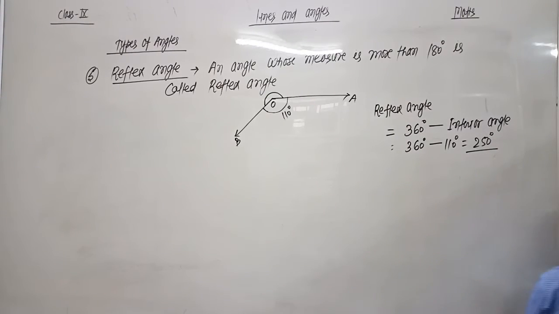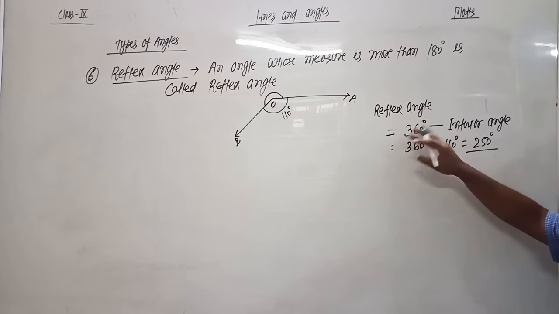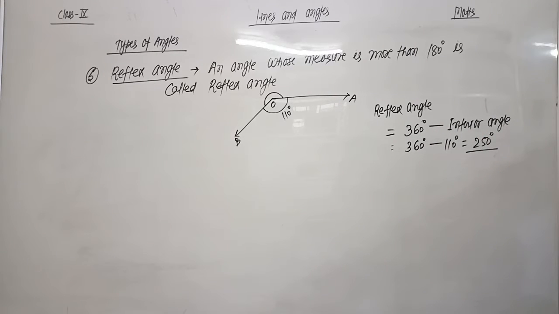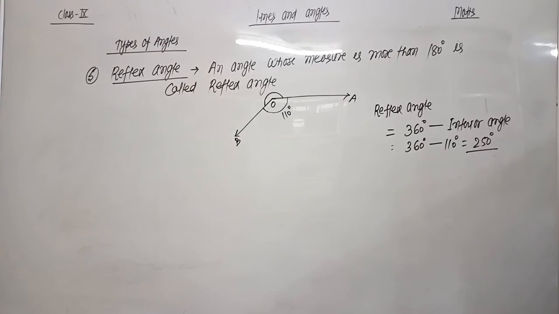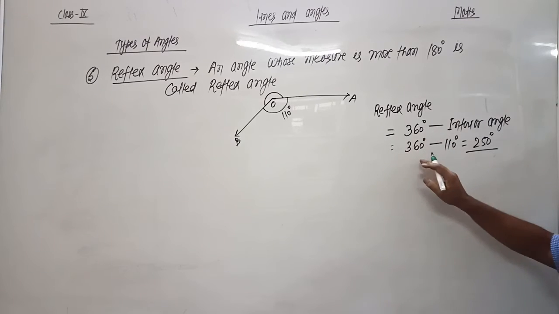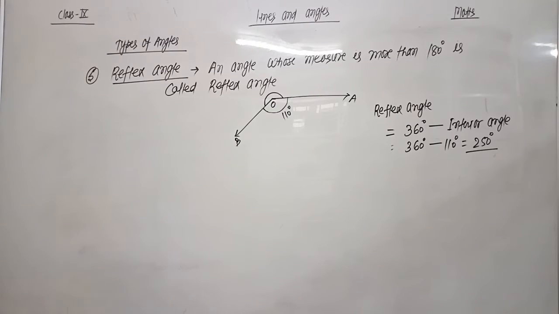So in this case, if the interior angle is 110 degree, then we can calculate the reflex angle by subtracting the interior angle from 360 degree. Why from 360 degree? Because at any point the total angle made is 360 degree. So here the reflex angle comes to be 250 degree.